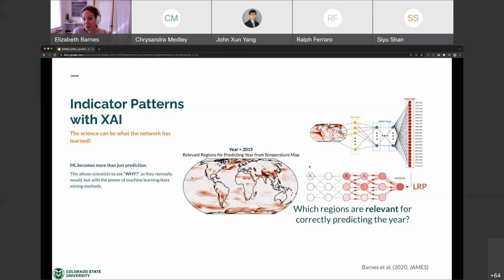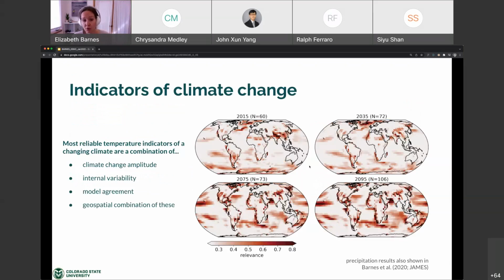So that means the same heat map for a different decade or a different year doesn't have to look the same. So for example, here are heat maps for the most relevant regions for other decades, going out to 2095. And you can see that the regions used by the network to predict the year, that is, reliable regions of forest change, vary by decade.